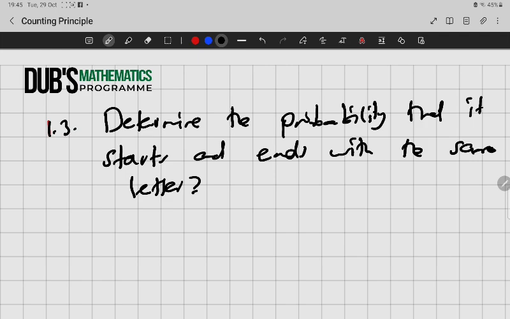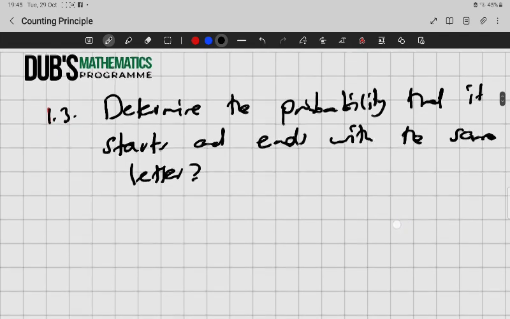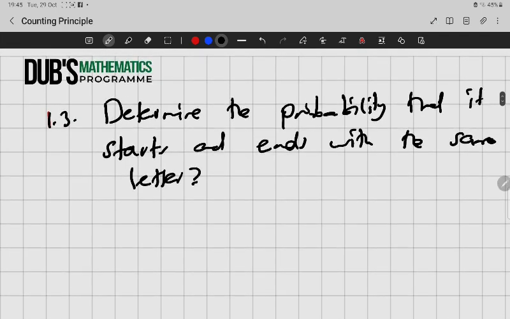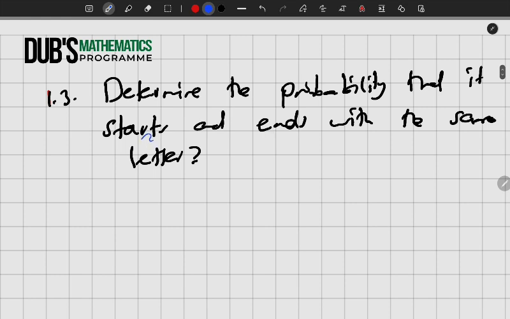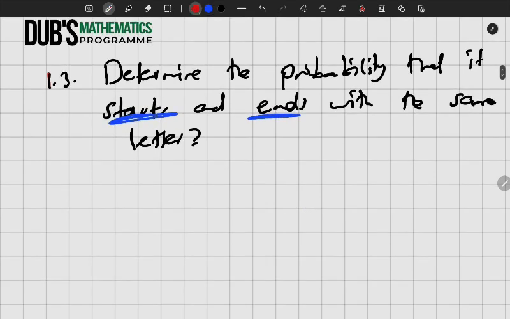For our second question, 1.3, we must determine the probability that the arrangement starts and ends with the same letter. So we underline that: starts and ends with the same letter. Which means that we still have our 9 arrangements, or 9 spaces: 1, 2, 3, 4, 5, 6, 7, 8, 9. So the set must have the same letter here as there.